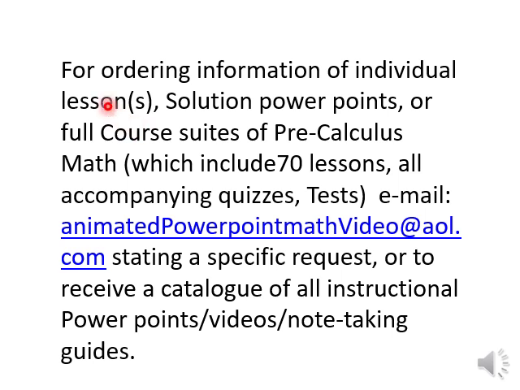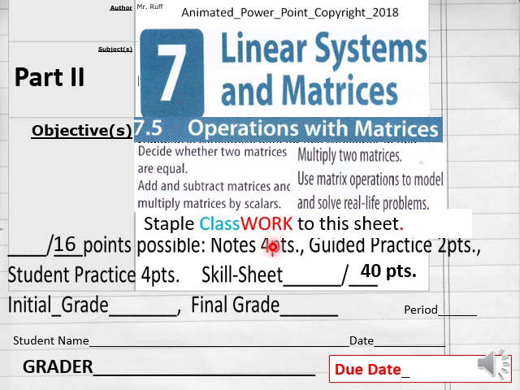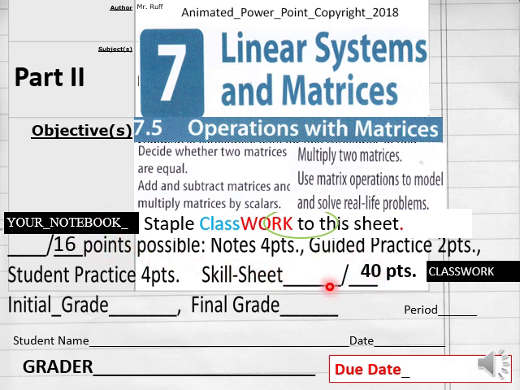Everybody, we're getting ready to do lesson 7.5 part 2 today, classwork of pre-calculus math. Today's classwork lesson has 16 points of notebook taking, so have your notebooks and notebook guides out, students. And then we have 40 points on our classwork sheet, so have your classwork sheets out. Students, if you're in my classroom, put your name here, date here, and your period there.